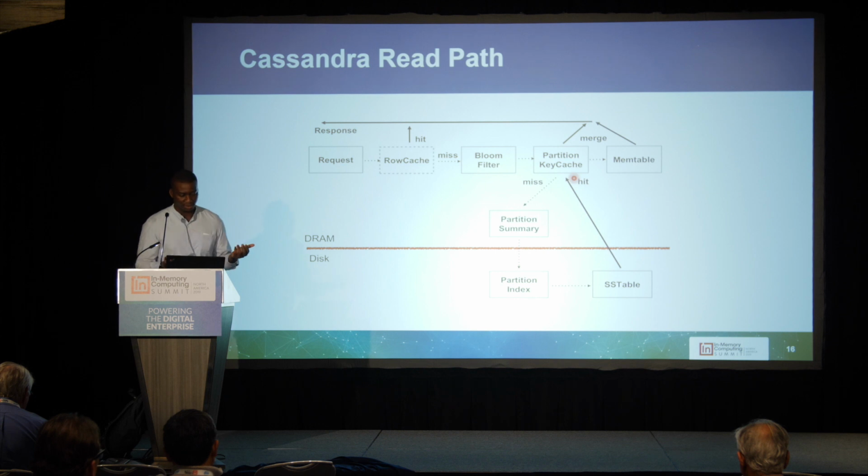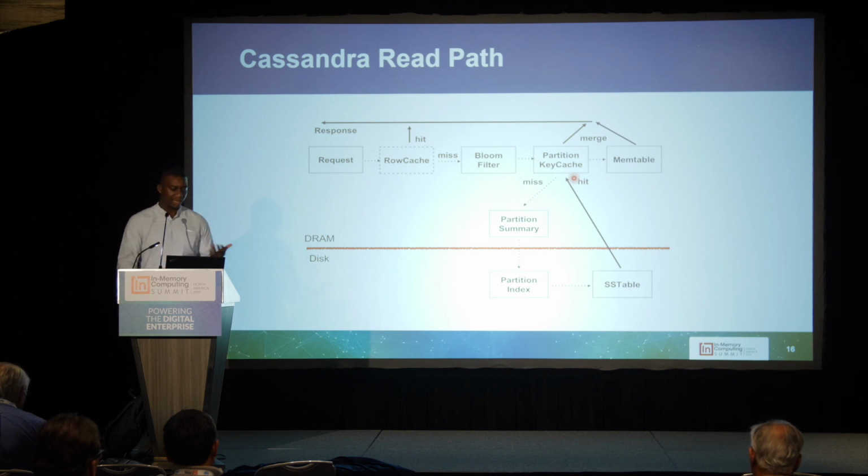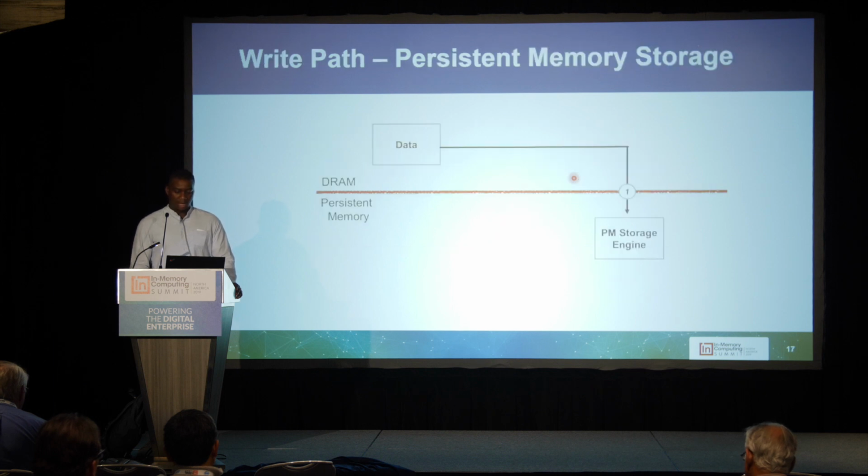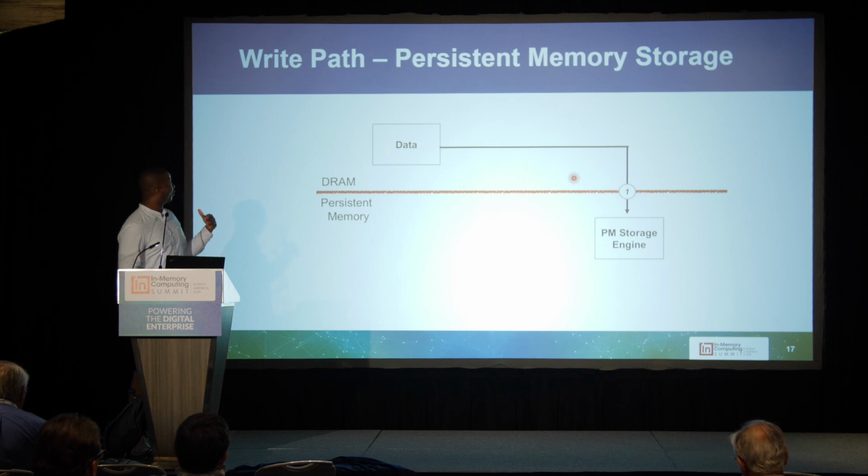So at this point, we're thinking, okay, well, we have persistent memory, it's faster, we can update in place. Do we really need all of these caches and all these indexes and Bloom filters for our design? The answer is no, not really. So this is what we came up with. The write path now looks like this.